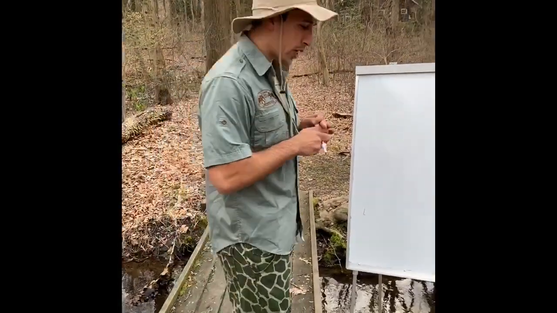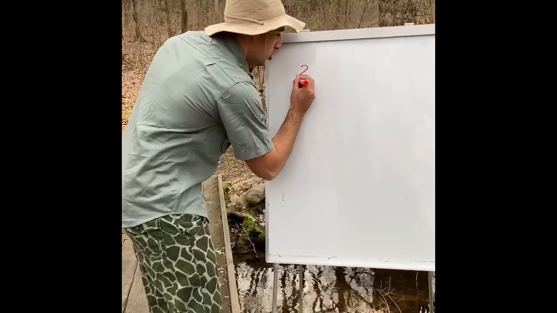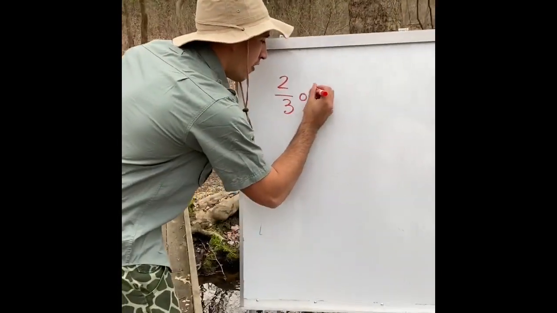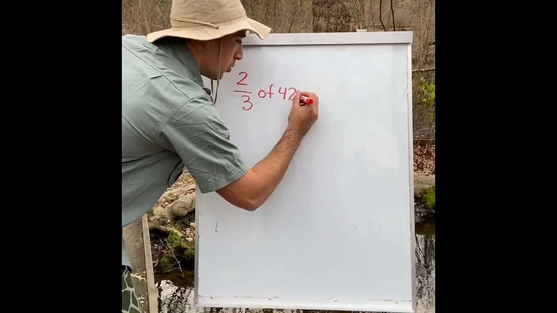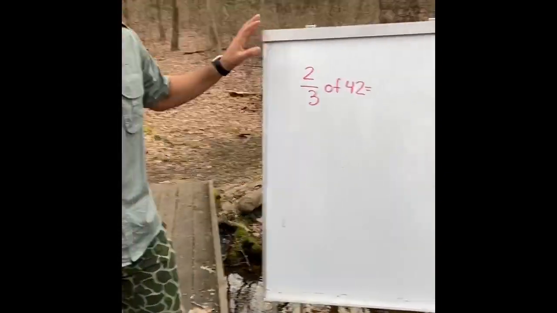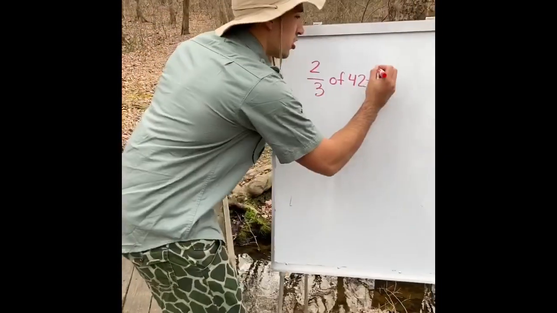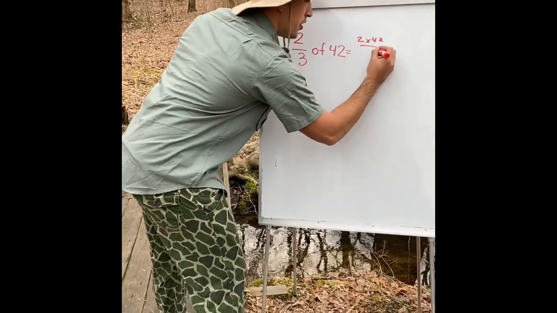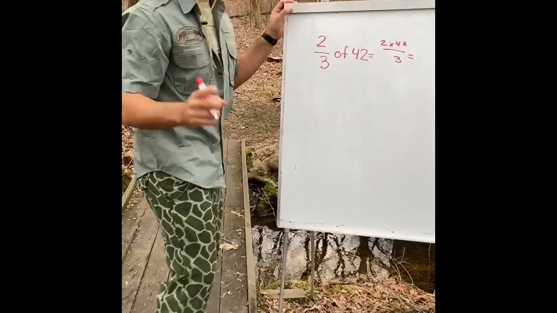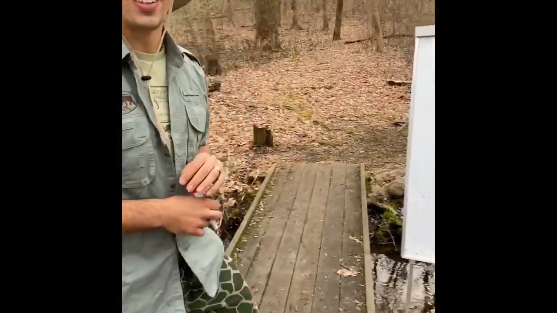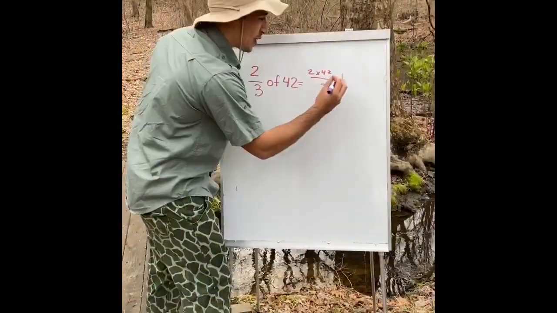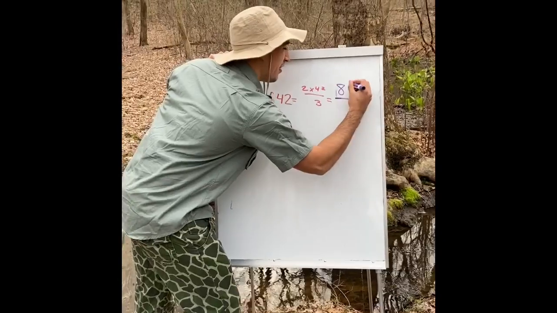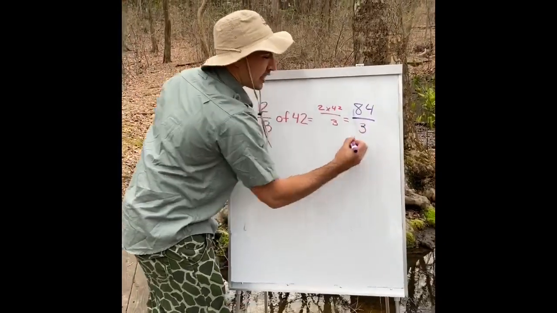Here's what I'm going to leave you with. We hiked 2/3 of 42. So we're trying to see, what is 2/3 of 42? Your first step is to multiply 2 times 42 over 3. Start that now. 2 times 42 equals 84. And the 3 stays the same.